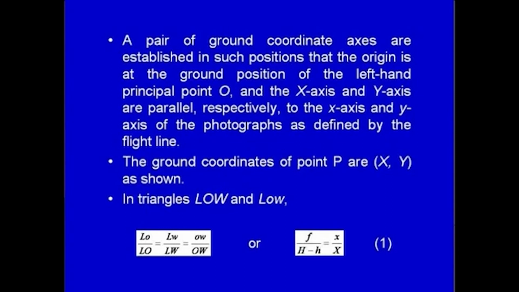In the triangles capital L, capital O, capital W and capital L, small o, small w, through similar triangles, the relationship can be built up as: L o divided by capital L O is equal to L w divided by capital L W, which is equal to o w divided by capital O W. If we substitute these values corresponding to the sides, this reduces to the equation f over capital H minus small h, which is equal to small x divided by capital X.